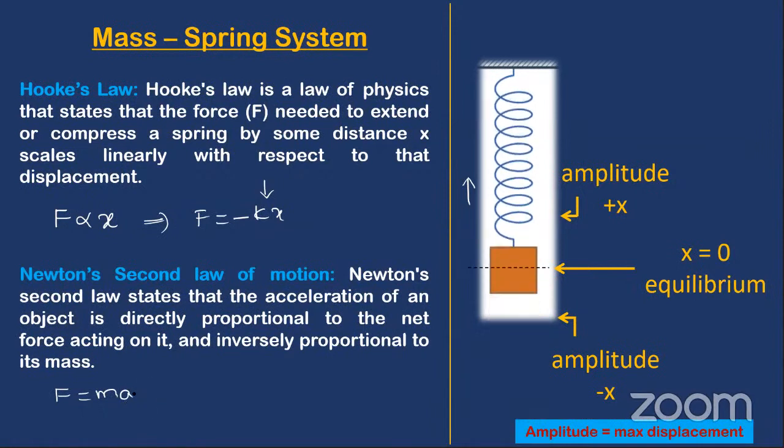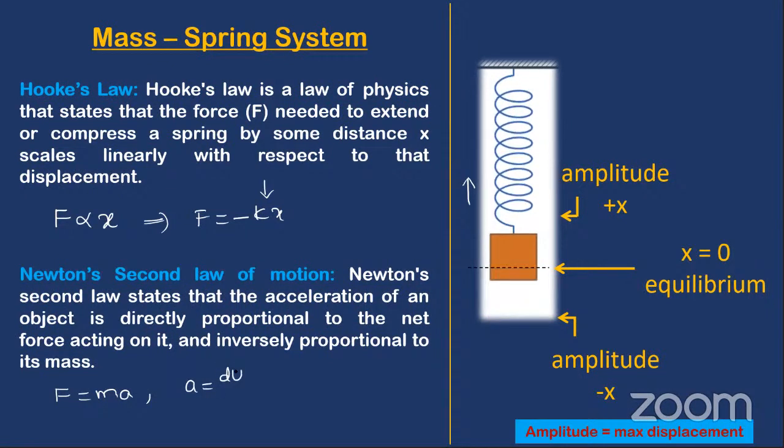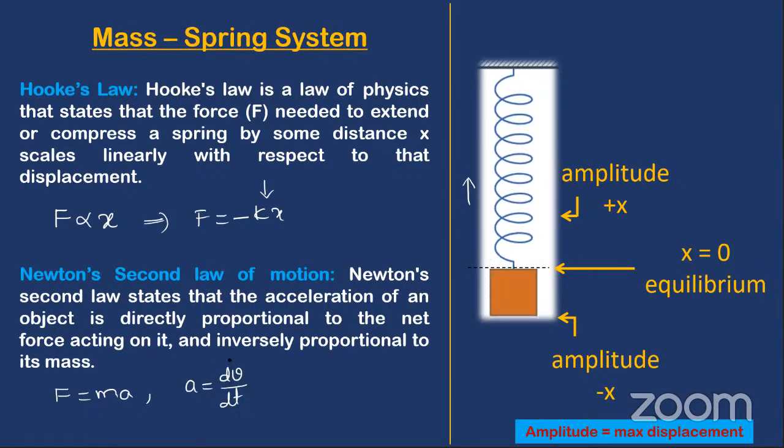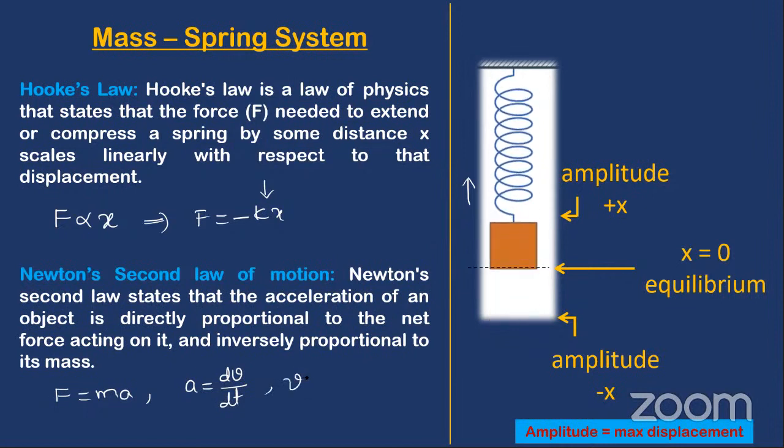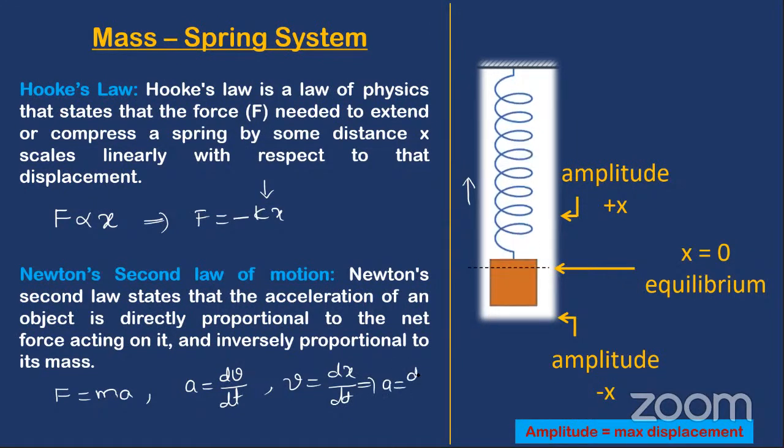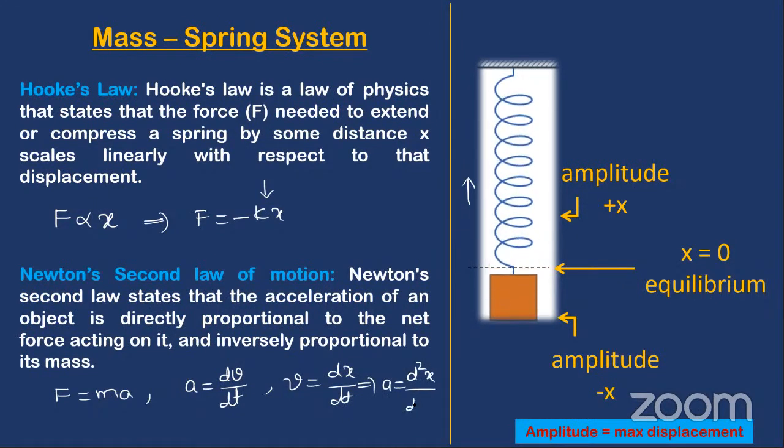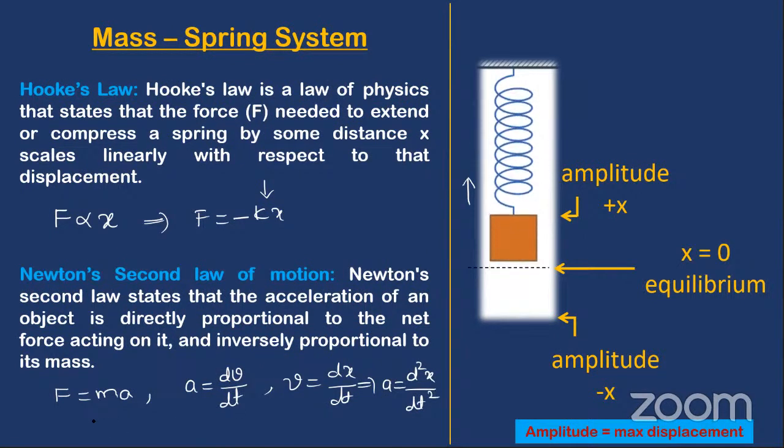Now, as we know, what is this a actually? a is acceleration, the rate of change in velocity. If you take v as velocity, then the first order derivative of this velocity is nothing but acceleration. And as we know, velocity is the rate of change in displacement, dx by dt. That's how you can understand this a is actually the second order derivative of displacement, d square x by dt square. Now, indirectly, we can write F as mass times this second order derivative.